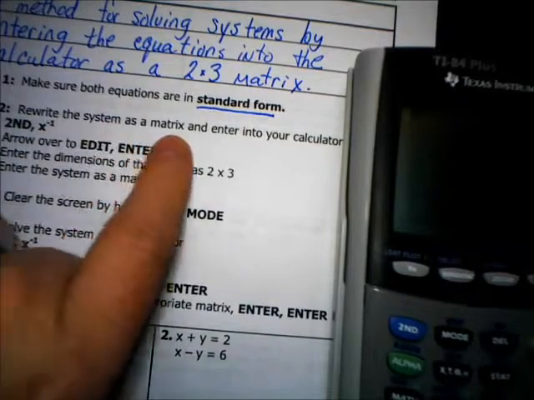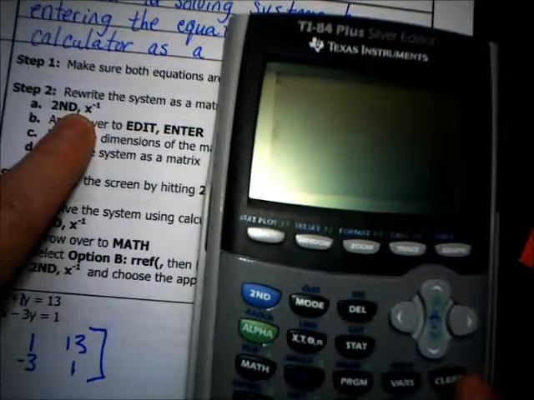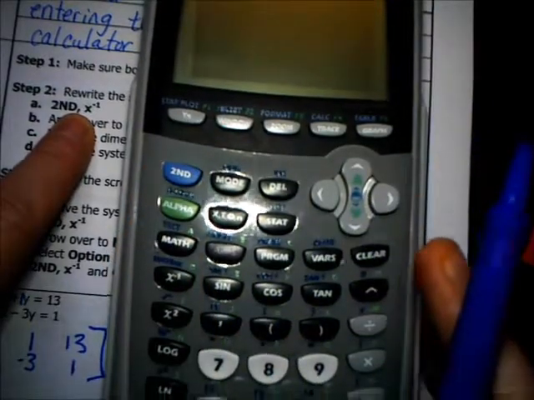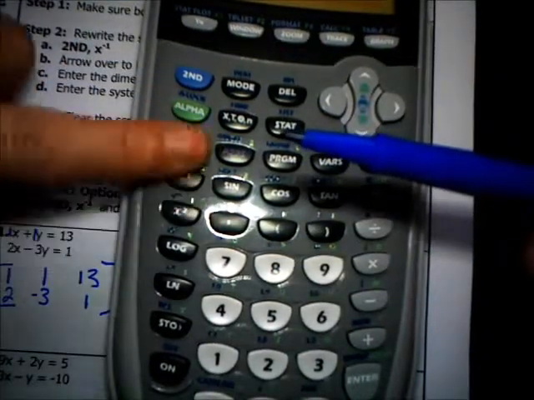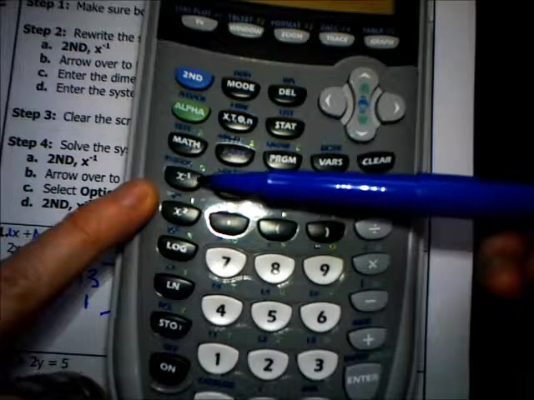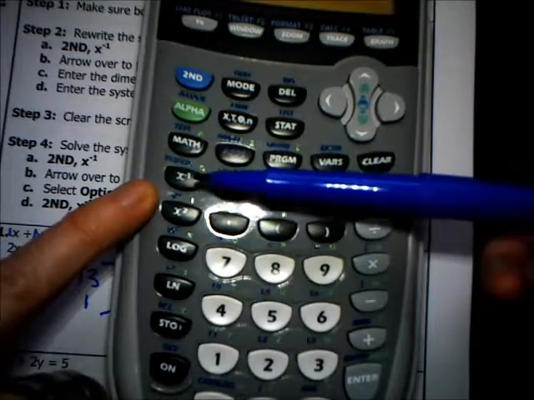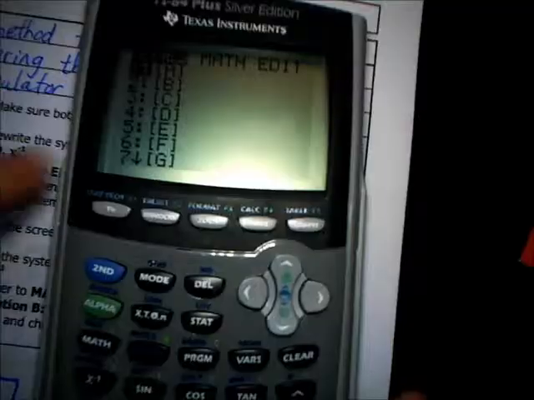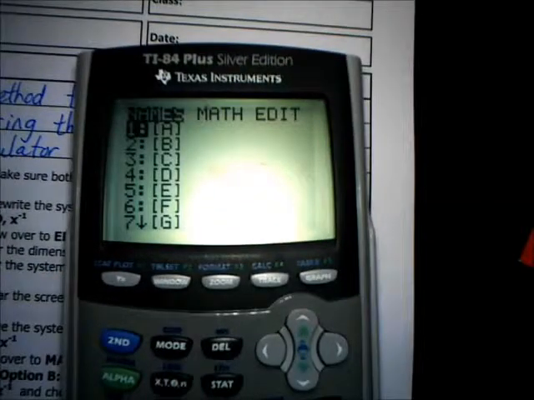It says rewrite the system as a matrix and enter it into your calculator. We're going to hit the second and the x to the -1. So the second button is blue, and then the -1 button, if you look down right here, on my calculator there's an actual button. It's below the math button but above the x squared button, and it has an x to the -1. That's called the inverse button. If I push that button, then this shows up on my screen, and that was A.